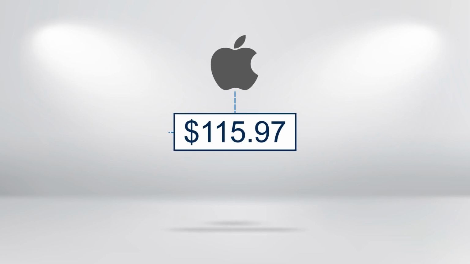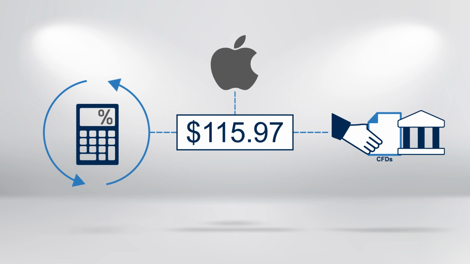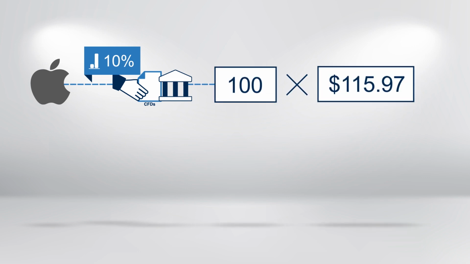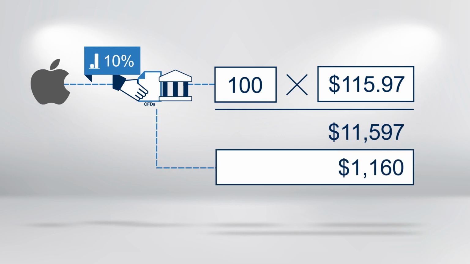Now let's do the same trade again, but with a CFD. If the same trade is transacted with a CFD, the return calculations change significantly. Assume that your CFD provider quotes a margin of 10% on Apple's stock. To buy 100 shares costing $11,597 will require just $1,160 in your margin account.